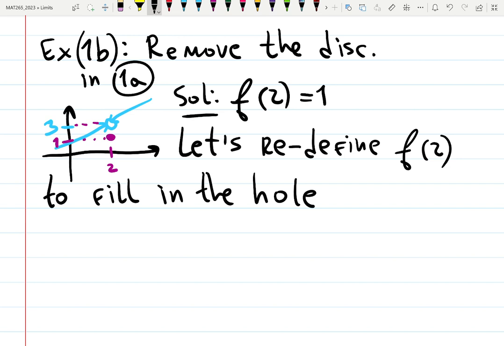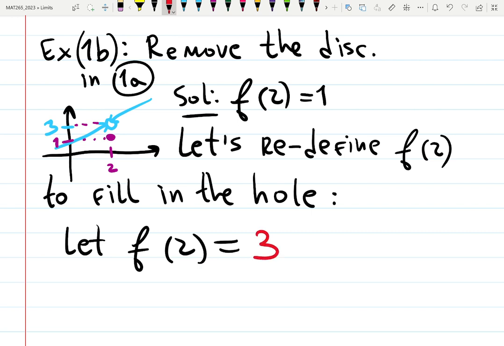Well, let f of 2 be equal to what? This is not a tricky question. You just need to know how to answer it. To be what? 3. So I want to cancel f of 2 and put it in f. I want to cancel the old value of f of 2 and make it 3.